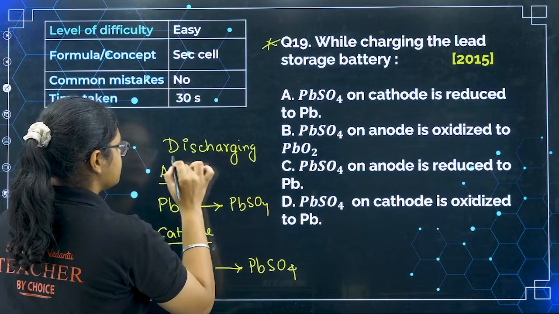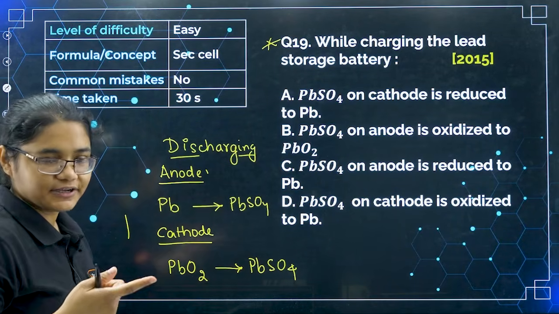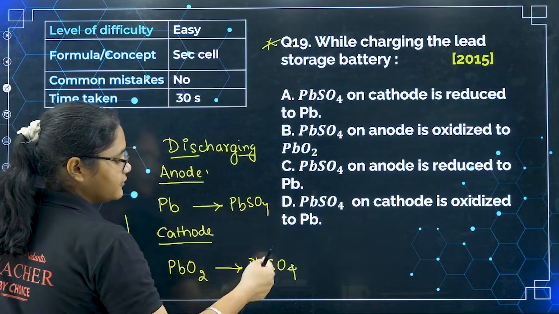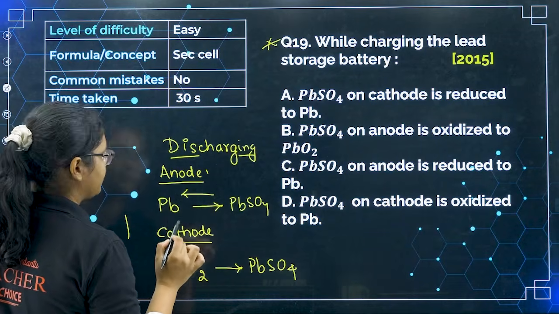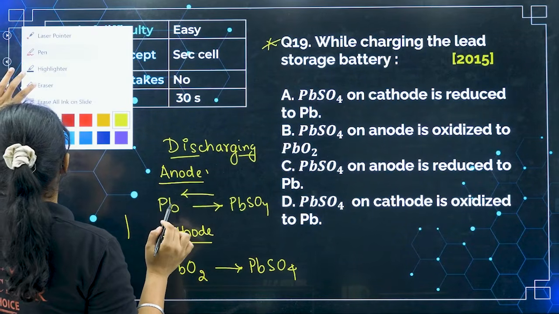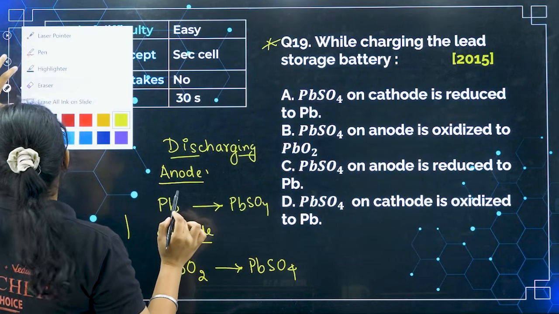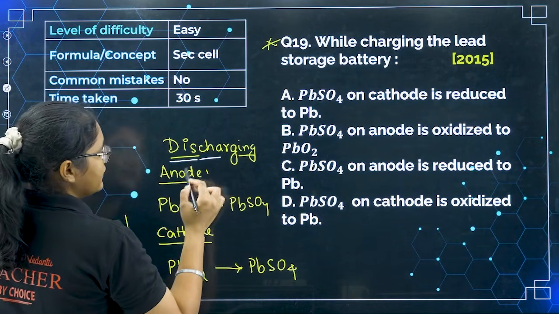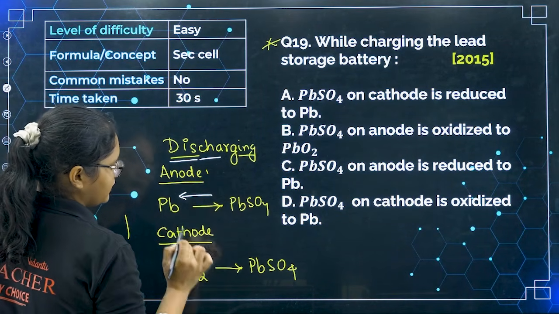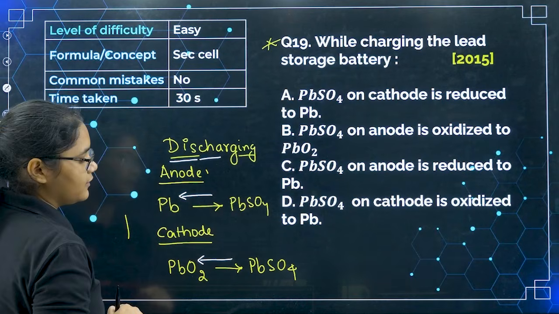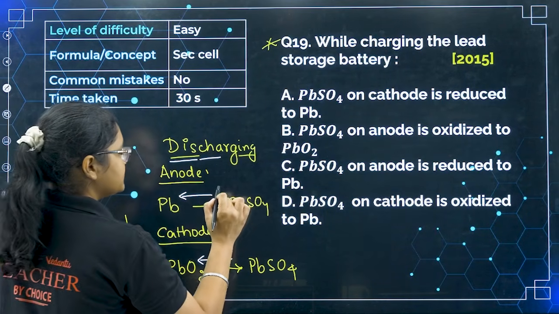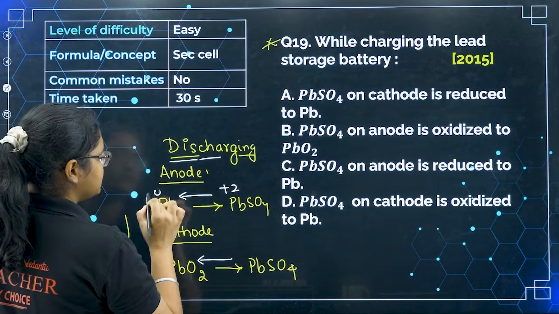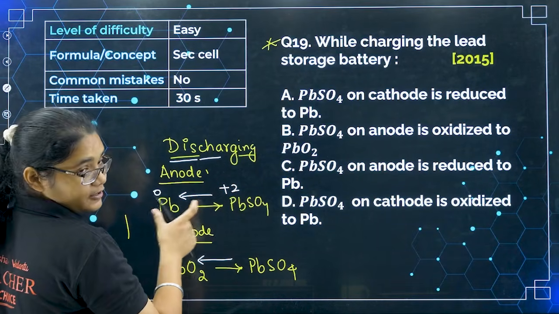So now what will happen when you recharge it? This reaction will reverse now. So here this reaction will take place. So I'll just change the color here. When you recharge it, this one will get converted and this one will get converted. So now PbSO4 is in +2 oxidation state and this is in 0 oxidation state. So here reduction is happening.